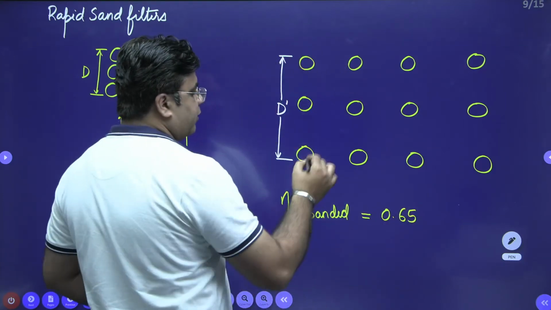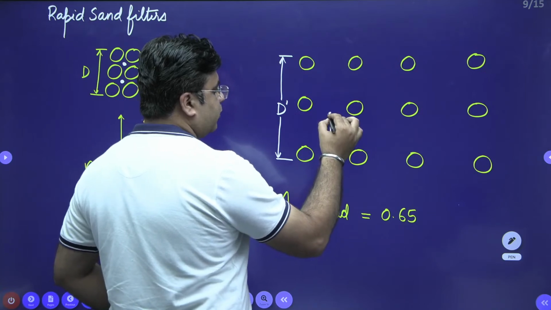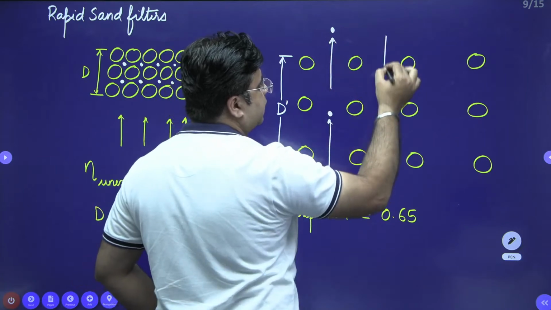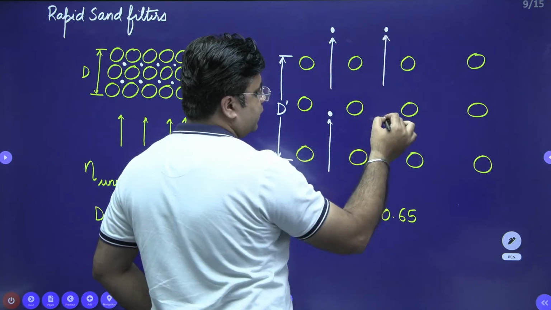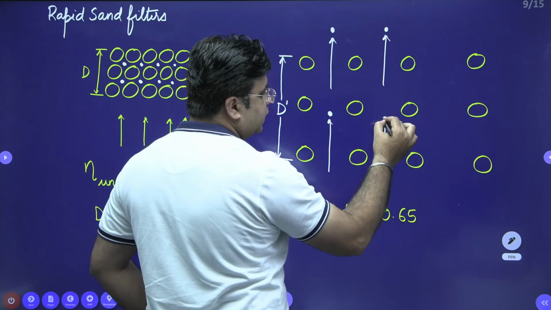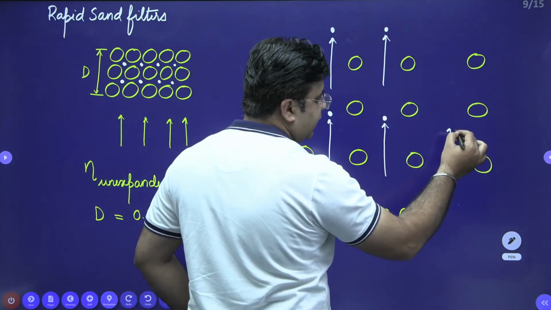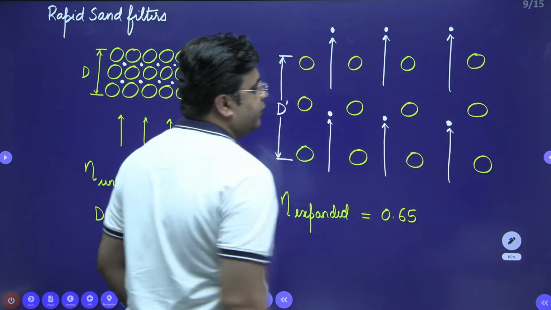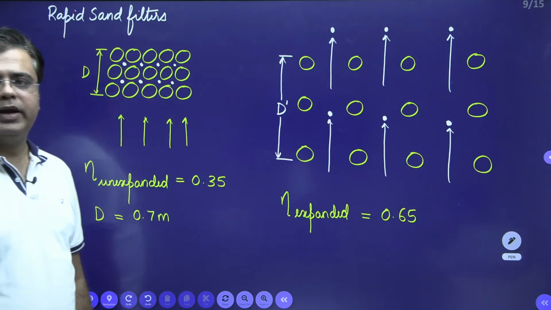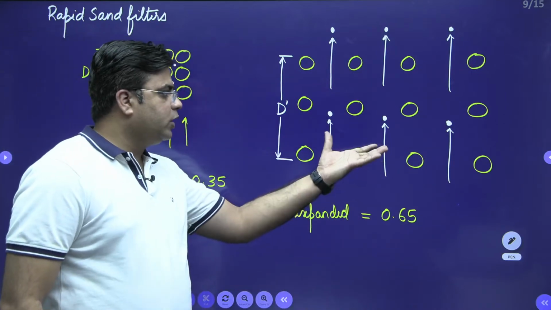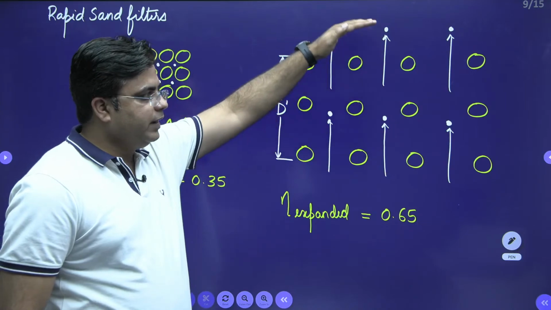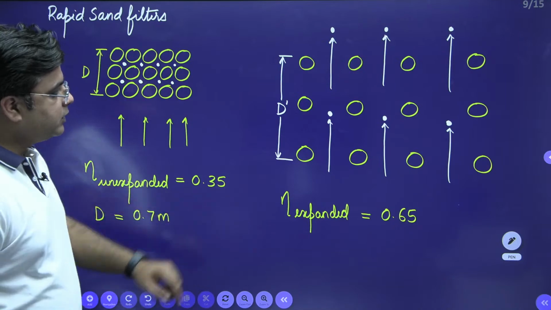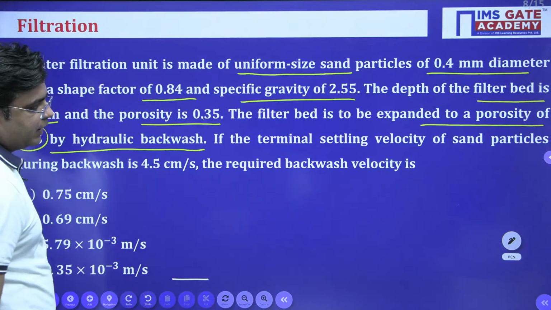And all this backwash water, which is flowing from the bottom, will take away all the impurities which are present between the filter medium, inside the voids of the filter medium. So when you are sending backwash water, this backwash water is cleaning the filter medium by taking away all the impurities. Okay. The settling velocity of the filter medium particle is given to you.